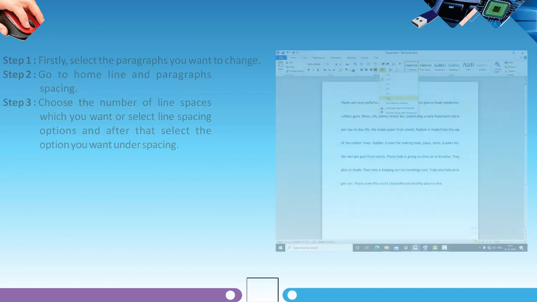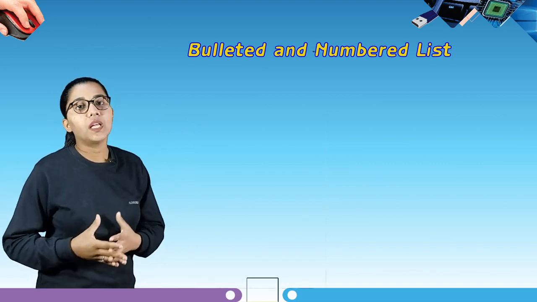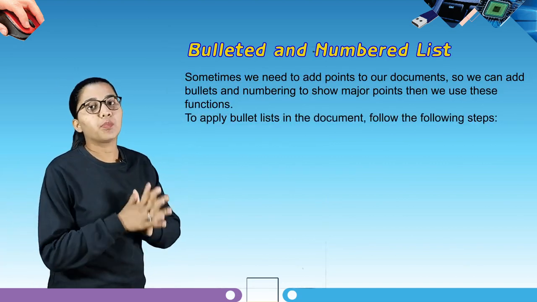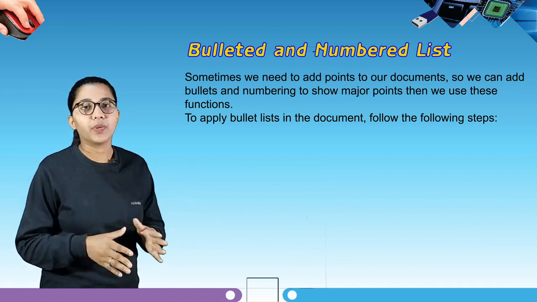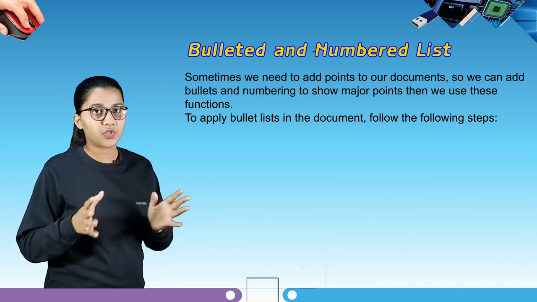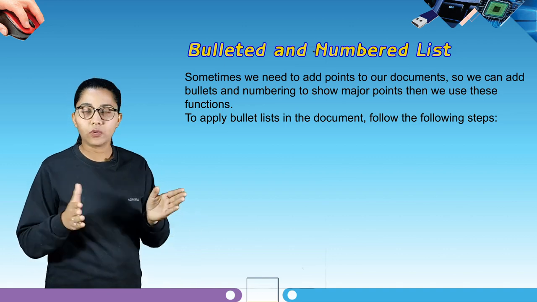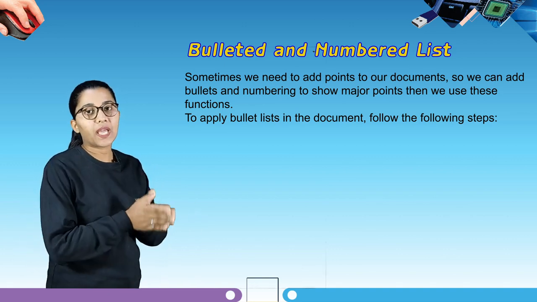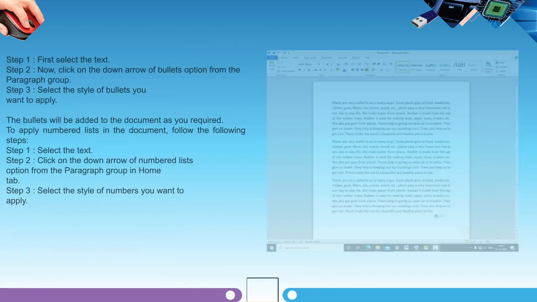So now our next topic is bulleted and numbered list. Sometimes we need to add points to our document, so we can add bullets and numbering to show major points. Then we use these functions. To apply bullet list in the document, follow the following steps. If you want to apply the numbering and bulleting steps, you have to follow these steps.